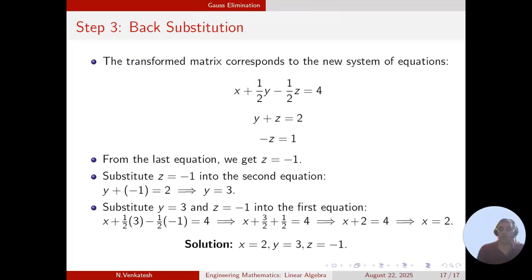First you take an augmented matrix and then transform it into an upper triangular matrix. Once we have the upper triangular matrix, for the last equation we have a coefficient only for z. By using that we can find z directly, and we can back substitute to get the values of x and y. Thank you.